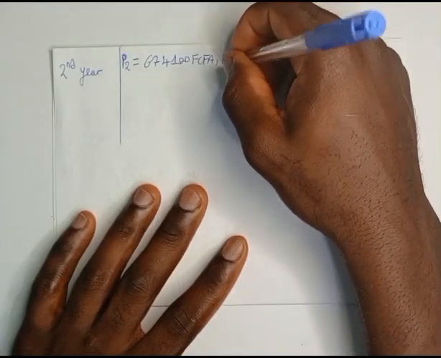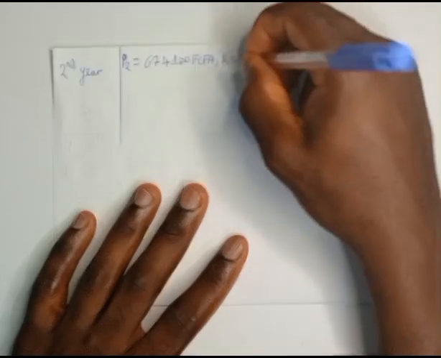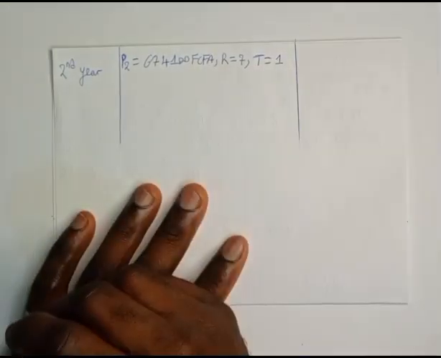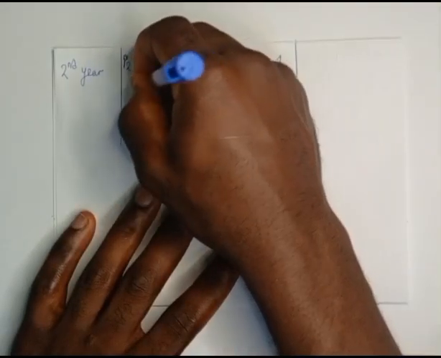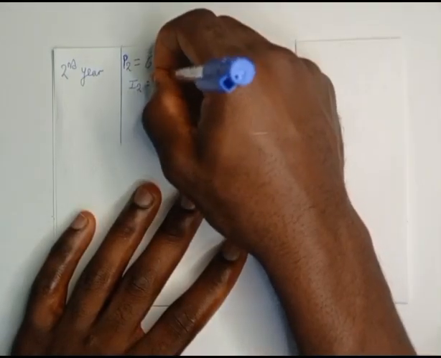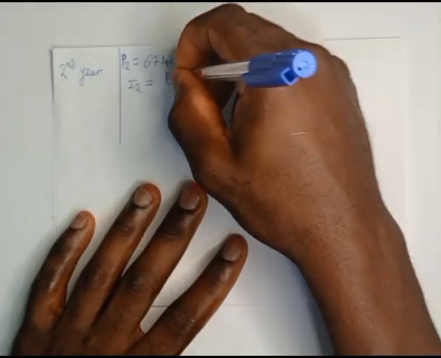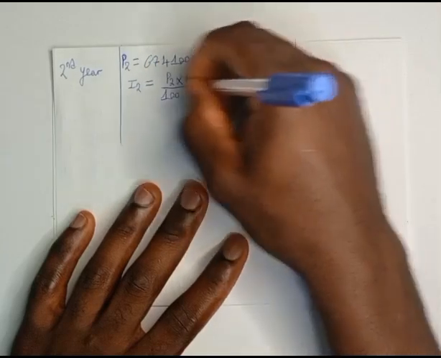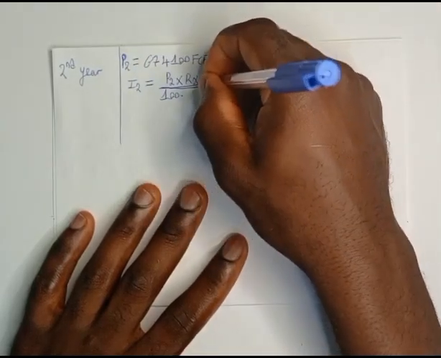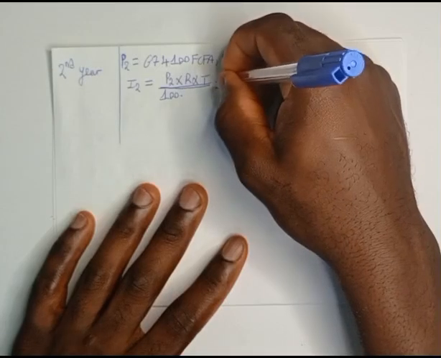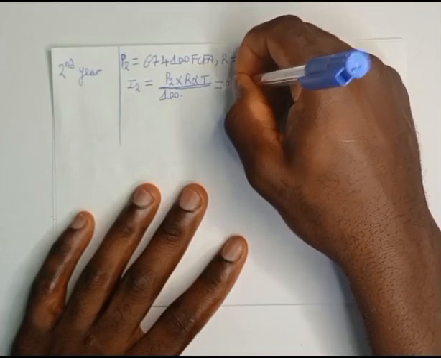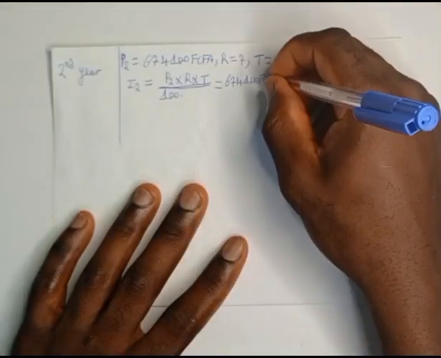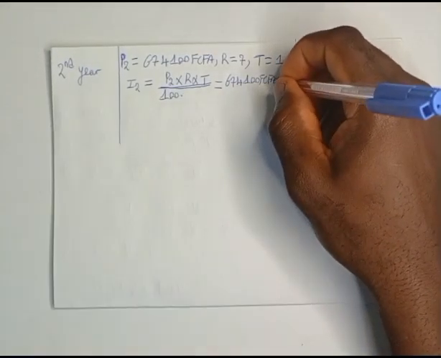The value of our rate remains 7, and the time T is 1. We have to find I2. I2 is simply equal to P2 times R times T on 100. And this will simply be equal to 674,100 francs CFA times R, which is 7, times T, which is 1.